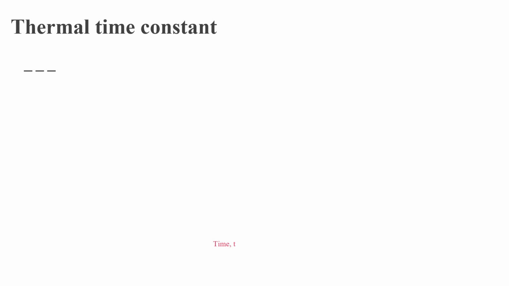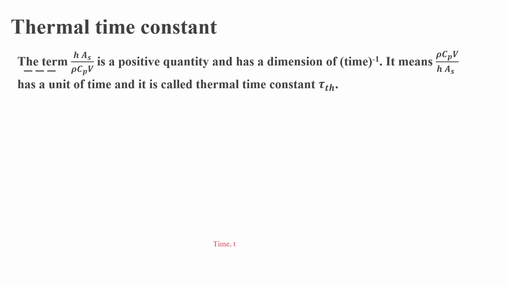Now we will introduce some very important variables. First one is the thermal time constant. If you see this term hA by rho Cp V and substitute all the units, h is watt per meter square Kelvin, A is meter square, density is kg per meter cube, specific heat is joule per kg Kelvin, V is volume, you will get the unit 1 by second. It has the dimension of inverse of time. Therefore, the reciprocal of this, rho Cp V by hA, has the unit of time. Therefore, it is called thermal time constant.